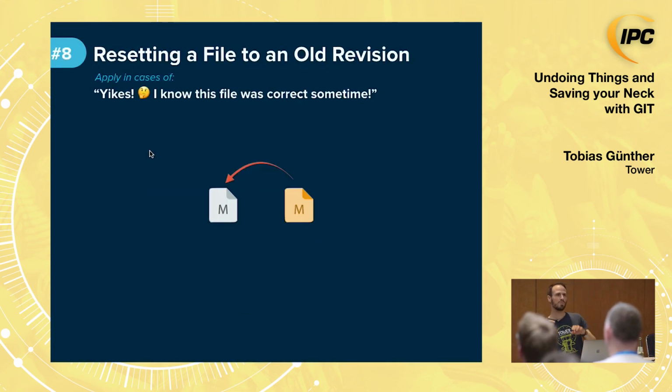Number 8. So far we've worked on the whole project. But what if you want to turn back time just on a specific file, not for the whole project, but you know that index.html was good at some point, and you want to get that revision back, but only for that file. And you can do that too in Git.